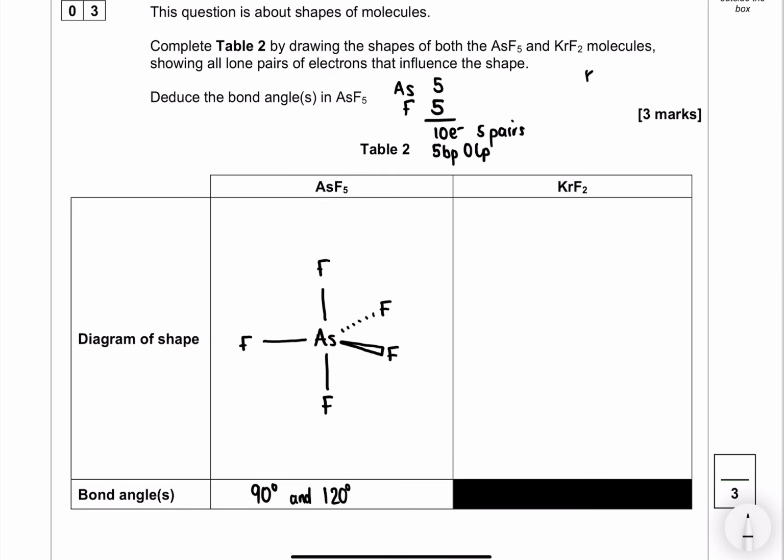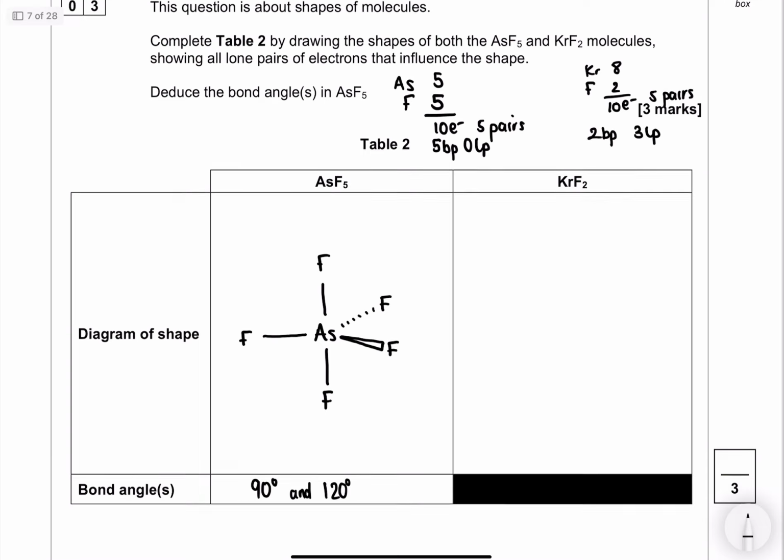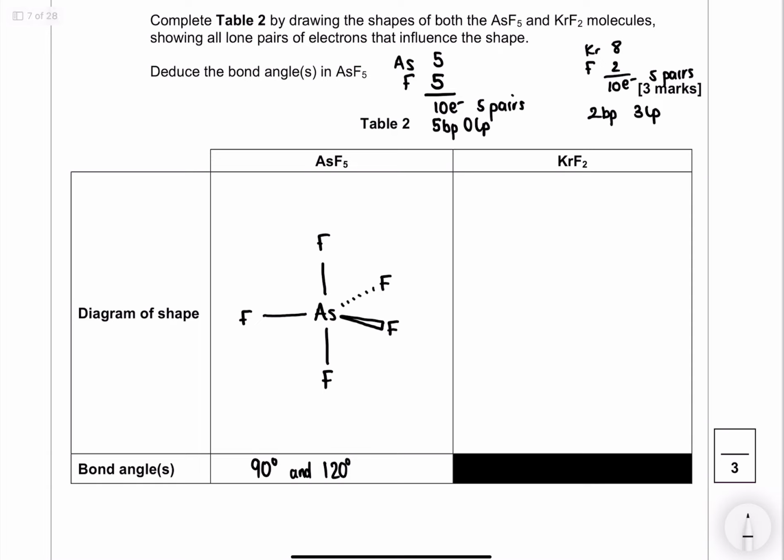KrF2, so Kr is in group 8 or 0 but has 8 electrons around the central atom. There are 2 fluorines, so again we've got 10 electrons or 5 pairs but only 2 bond pairs, which means 3 lone pairs. So what we need to do is consider the shape that we drew for 5 pairs for AsF5. That's our hint, that's our clue.